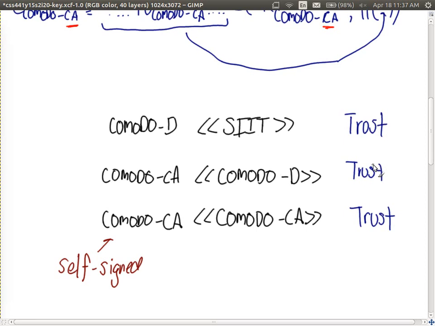So why do we need multiple? Can we just have Komodo CA sign the first one? A good question: why do we have multiple levels here? Why not just have a certificate of SIT and Komodo CA? First, why do I trust Komodo CA? I trusted SIT because I trusted Komodo D. I trusted Komodo D because I trusted Komodo CA, but why do I trust them?